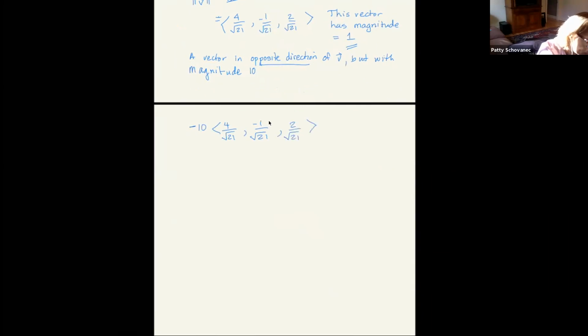So we get negative 40 over the square root of 21, positive 10 over the square root of 21, and negative 20 over the square root of 21. So it's just a matter of learning the language. The operations themselves are pretty simple.